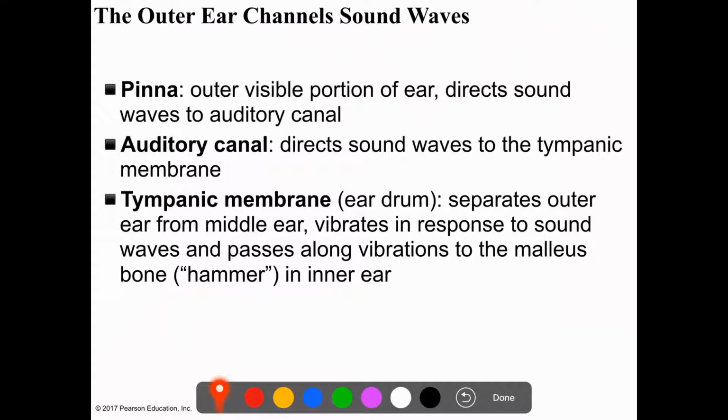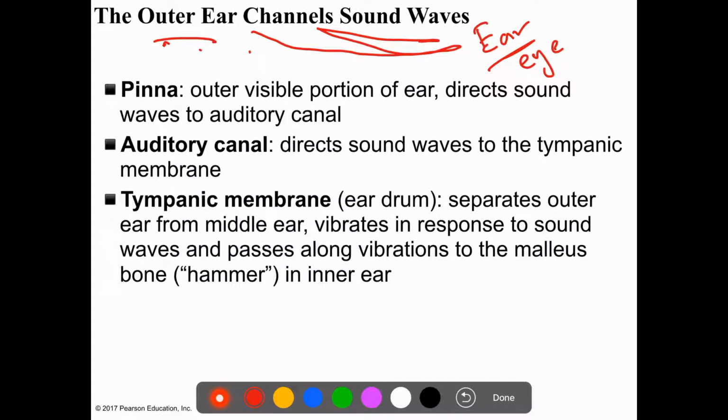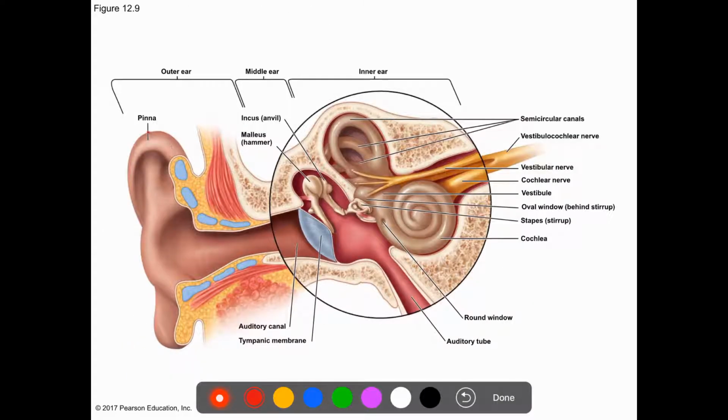Now, in this chapter, we are going to see just two main sensory organs. We are going to examine the ear and we are going to examine the eye. So let's start with the ear. The ear has three parts. There is the outer, middle, and inner ear. And the outer ear's main function is to collect the sound waves and channel them. So it has the pinna. This is the outer visible portion of the ear. So this is the pinna. Okay. Then there is the auditory canal.